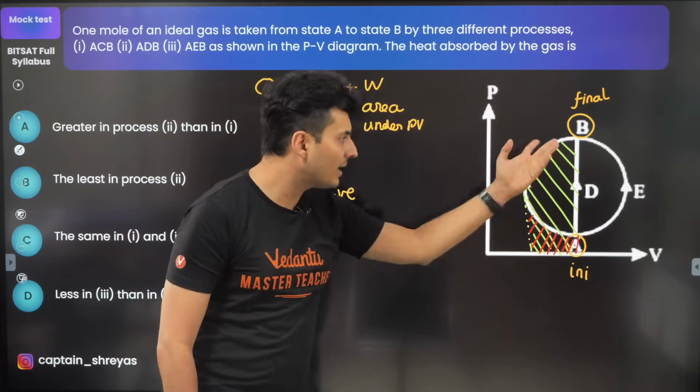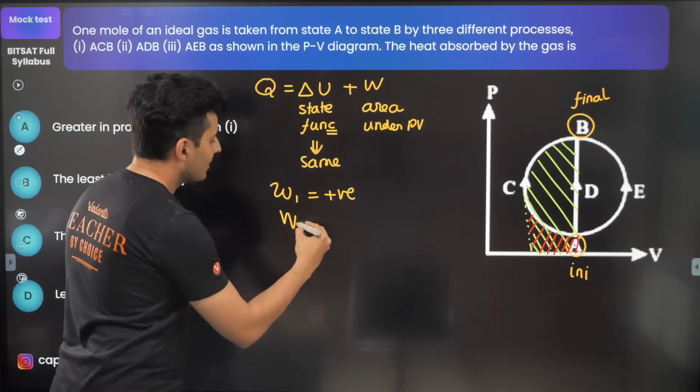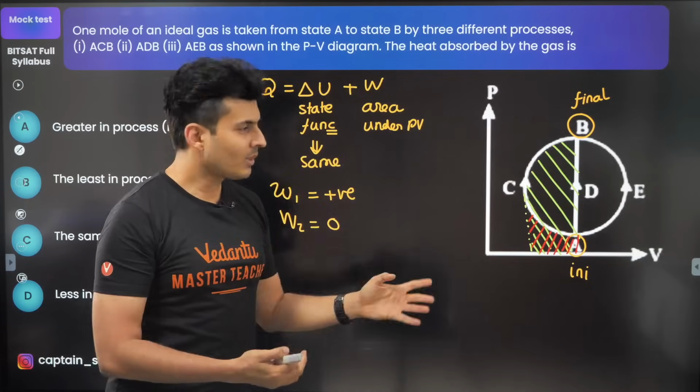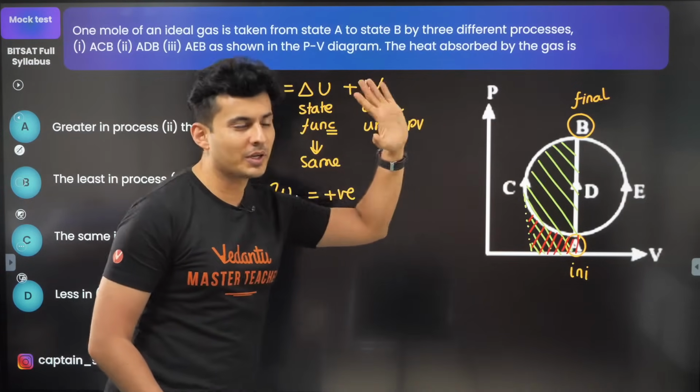Second process. It's an isochoric process. Look at that. There is no area only. So the work done in the second process is obviously 0. Got it? Work done is 0. It's an isochoric process, no work done.